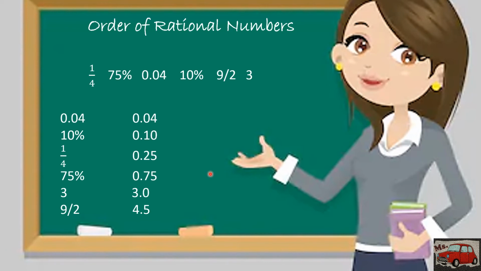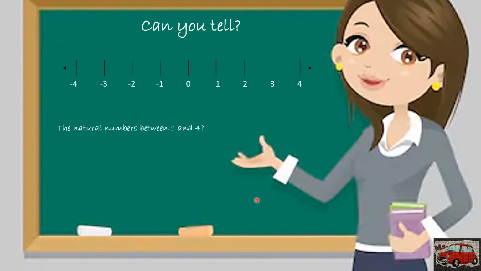Okay? Alright, so let's find out using the number line if you can tell the natural numbers between 1 and 4. Alright, so this is 1 and this is 4. So what are the natural numbers between them? So we have 2 and 3. Okay, so again, natural numbers are also called counting numbers.